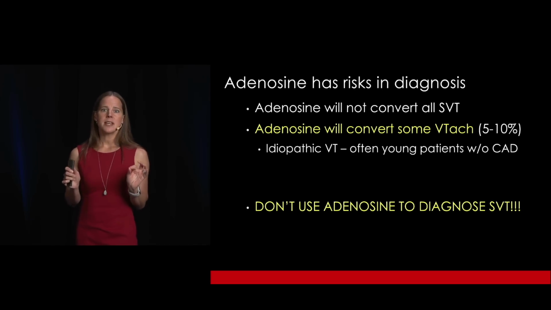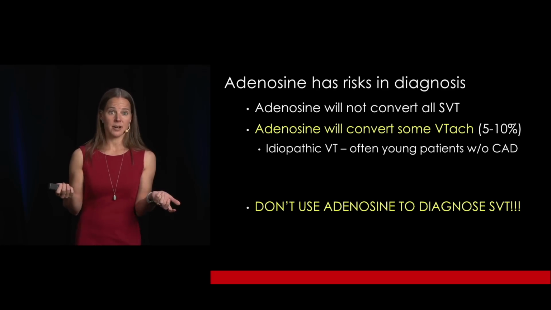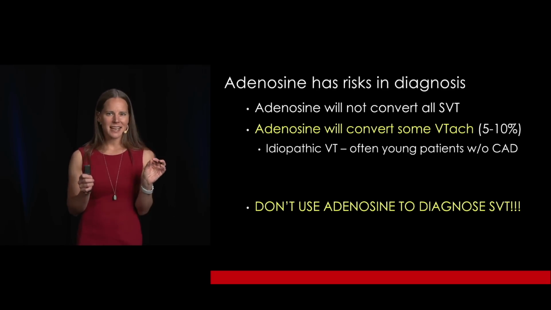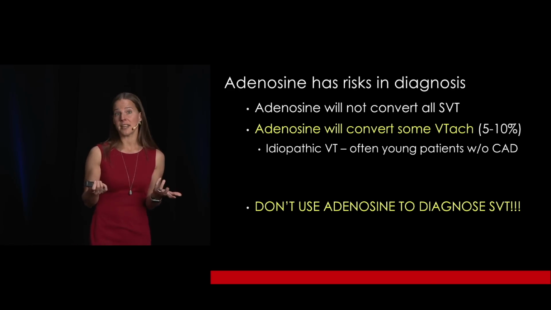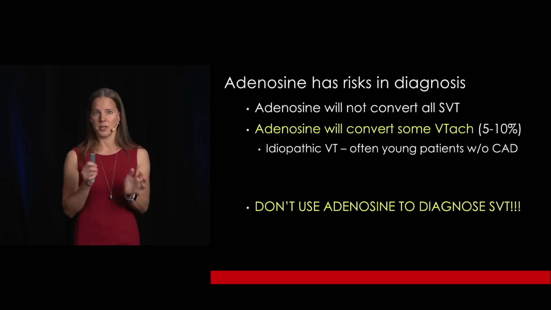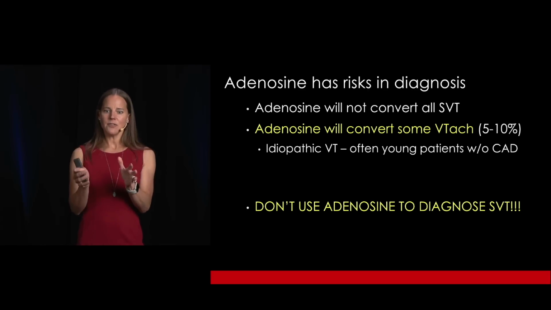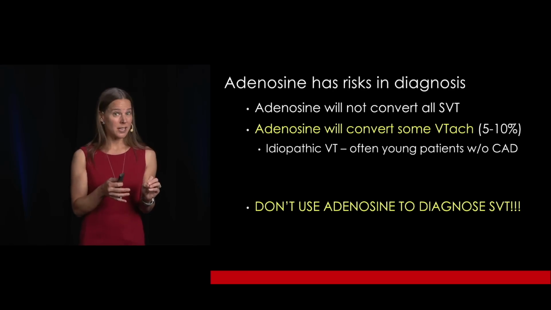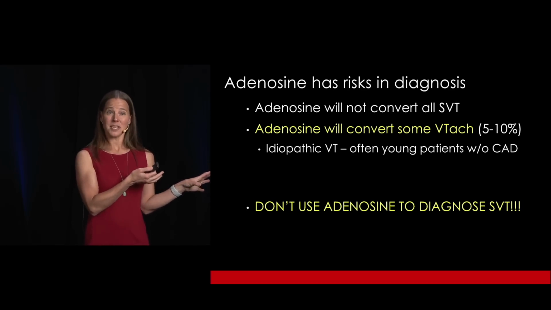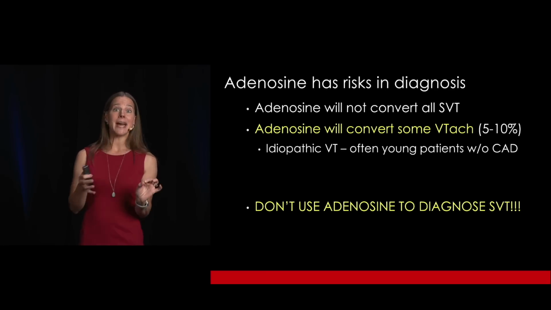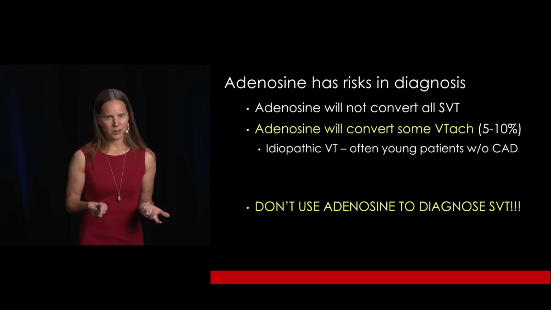Adenosine has risks because adenosine we use for SVTs all the time, and we've seen that it doesn't always work. But then the thing about adenosine is that it actually does work for some VTACs. About 5 to 10% of the time, if you give adenosine to a real VTAC, it will convert the patient. So again, if you assume that that adenosine working means that the patient had SVT and you send them home, you might send home 10% of patients with VTAC, which would be bad. So don't use adenosine to diagnose SVT if it works.